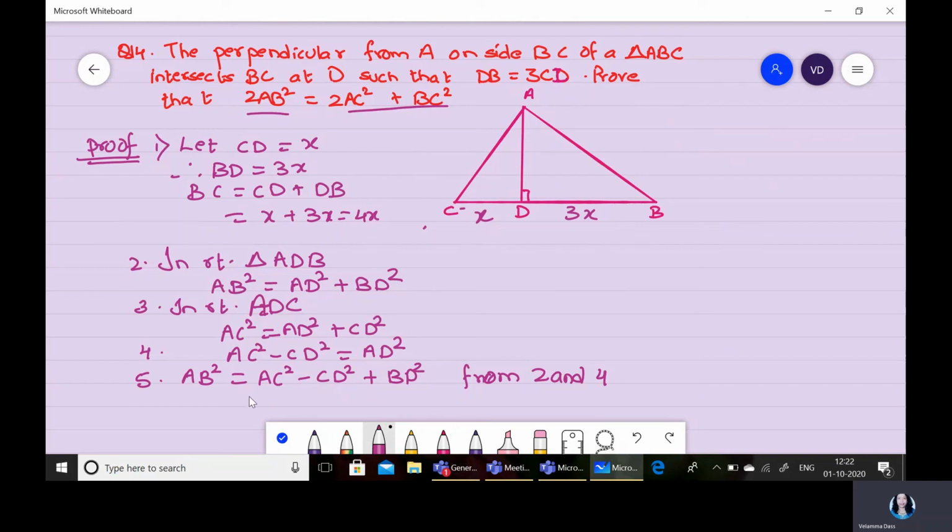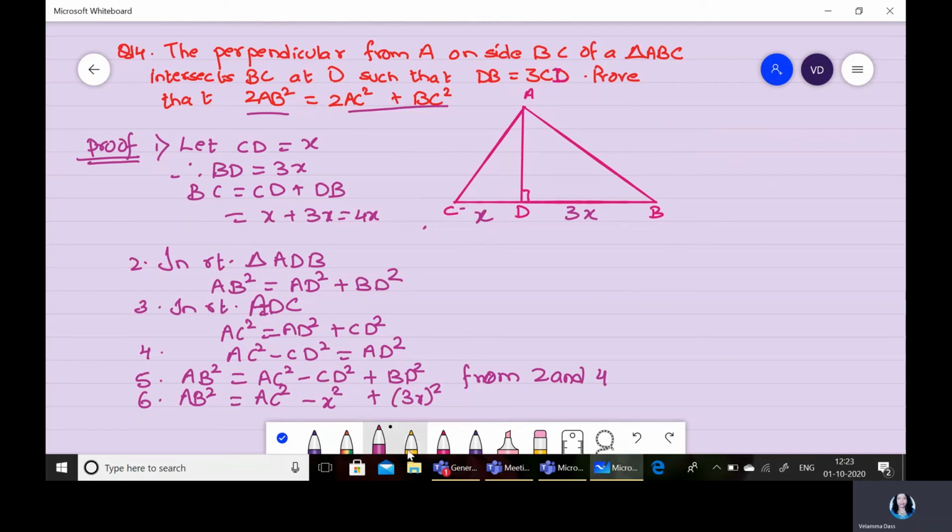Now can I just see and compare? So I have AB square, students. I have AB, I have AC. Now I just want BC. So can I substitute x square instead of CD square? Can I see here x is there? Yes. Instead of BD, can I put 3x? Yes. So we can just substitute here. So AB square equals, students, here we have AC square and here I will write x square and here I'll write 3x the whole square.